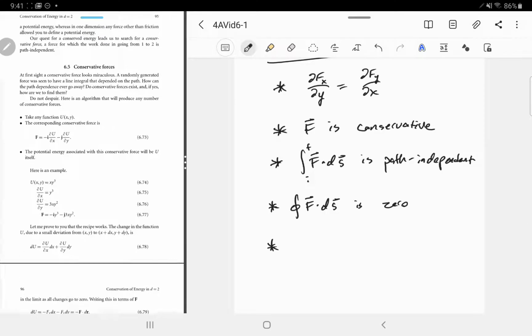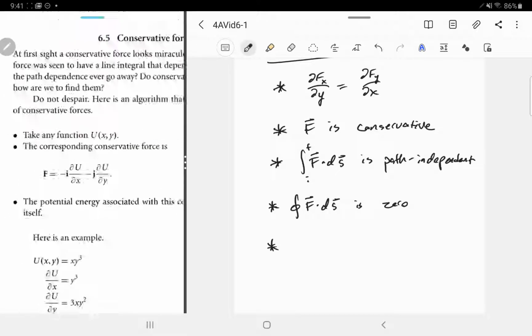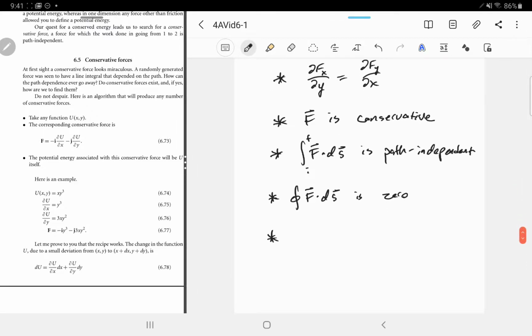And then most importantly, and the biggest tie-in with this section, you'll see that there's a potential energy function, U. Okay, so if F is conservative, if any one of these other things is true, then there exists a function U of x comma y such that F is the negative gradient of U.